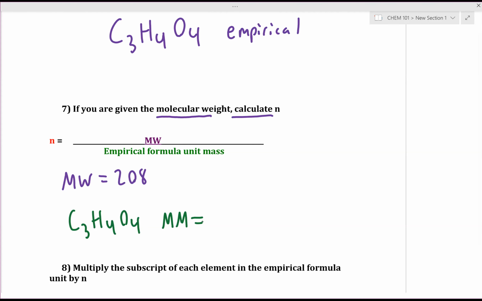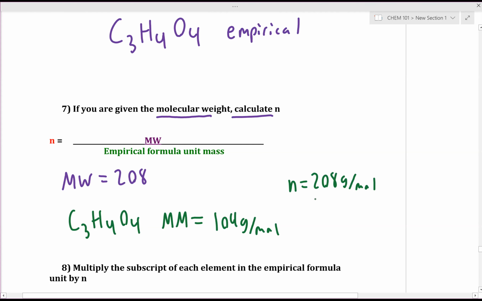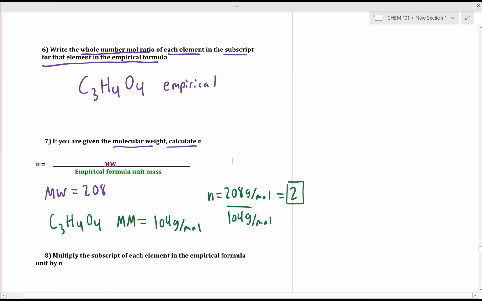What was that? 104, exactly right. So the molar mass is 104 gram per mole. So then we can calculate N. N is equal to 208 gram per mole over 104 gram per mole, and that gives us an N value of 2. So once we have our N value, how many of these formula units do we have? 2. So then let's write that out.